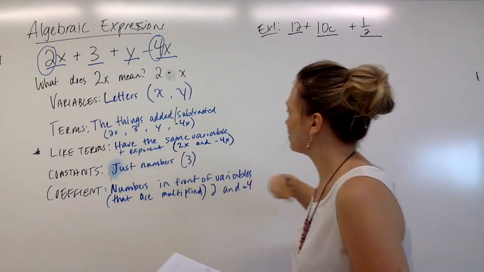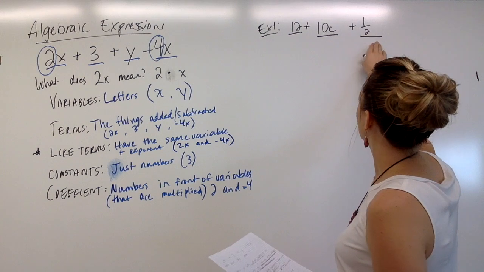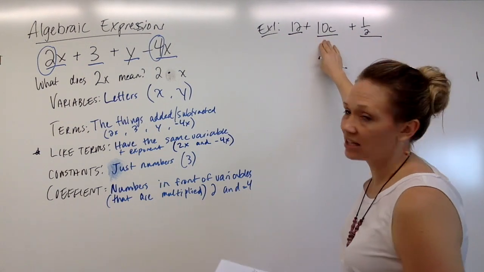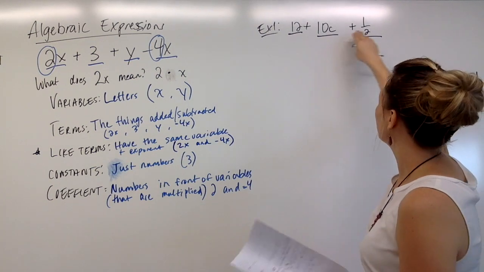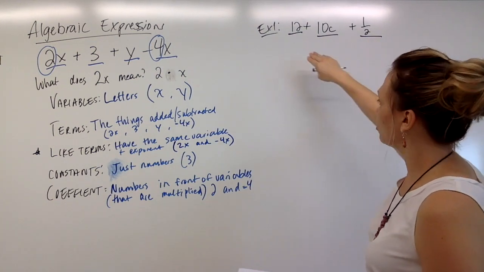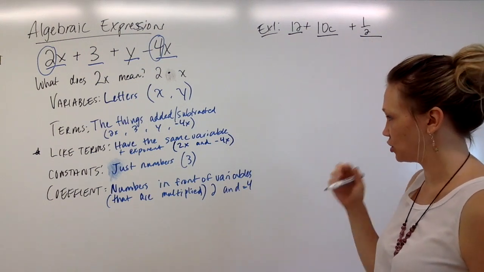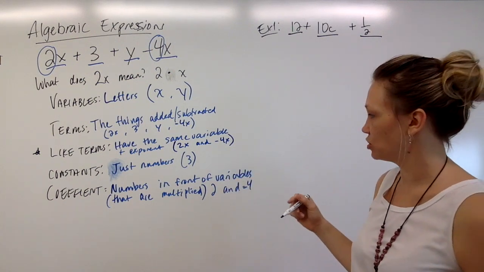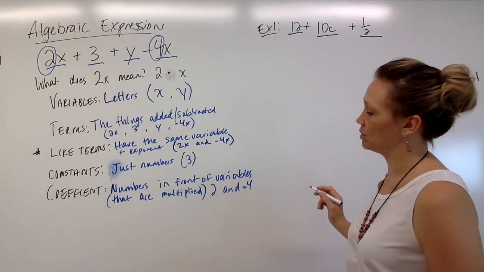The like terms have to have the same variable and exponent. Well, this is just a number. This is a factor of 10 multiplied with c, and this is just a number again. So my only things that are like are the ones that are just numbers. So 12 and 1/2 are like terms. Constants, 12 and 1/2 are also constants. They're just numbers. And coefficients are numbers in front of the variables, so just 10 would be that example.